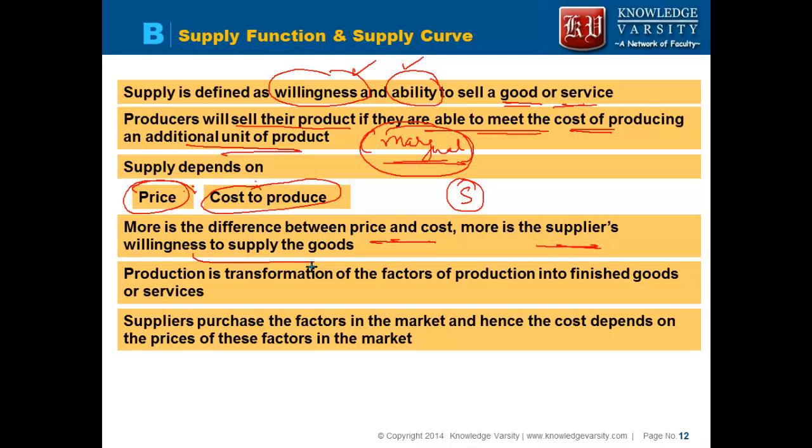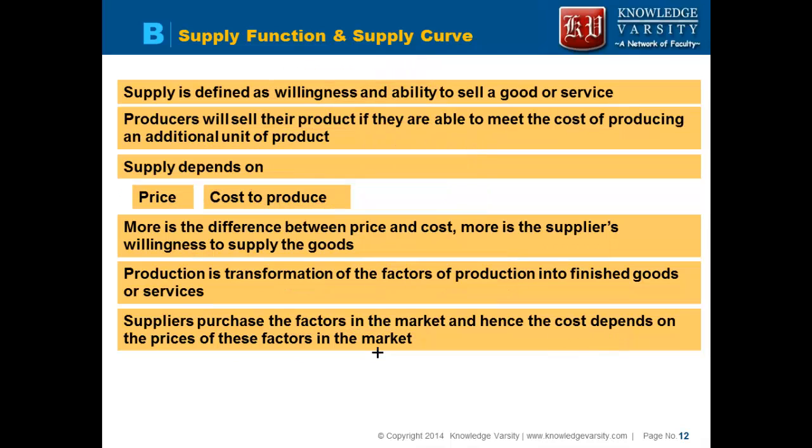The supplier is doing the production. Production is the transformation of the factors of production into finished goods or services. You employ the factors of production, and you produce the finished goods. The supplier purchases the factors in the market, and hence the cost to the supplier depends on the prices of these factors in the market, such as the wage.